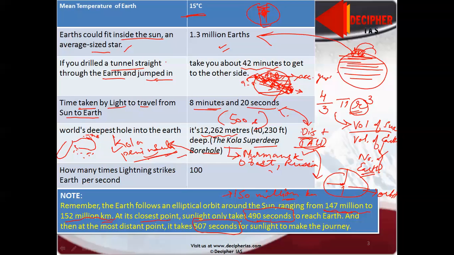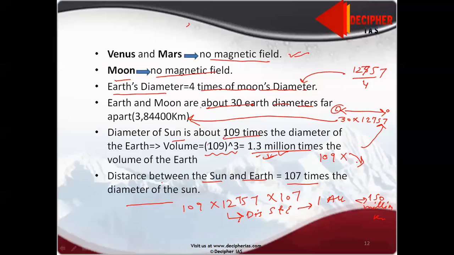Okay. How many times does lightning strike Earth? It is 100 times per second.